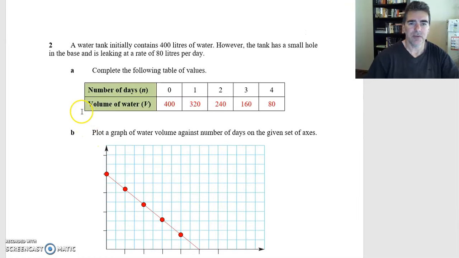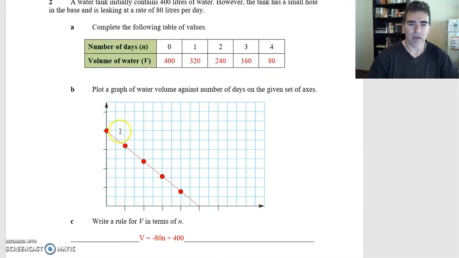In question 2, for our extended response, we've got 400 litres to start off with. So, to start off with means when time is 0, there's 400 litres. After 1 day, there's now only 320 because it's losing or leaking 80 litres per day. Loses another 80 litres, so after 2 days it's 240. After 3 days, lose another 80. After 4 days, lose another 80.